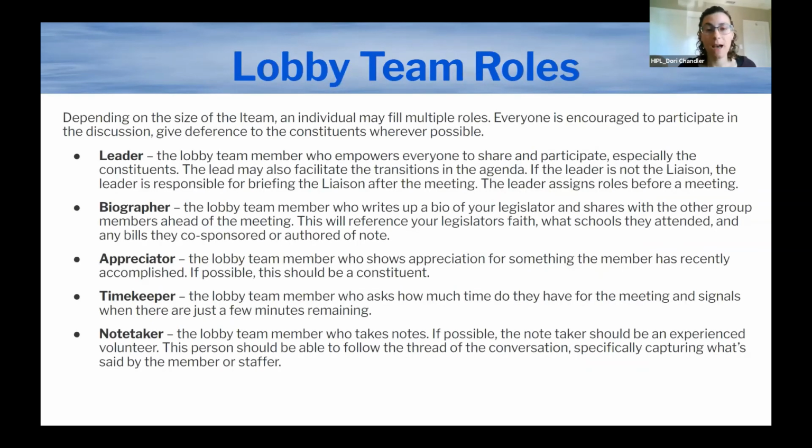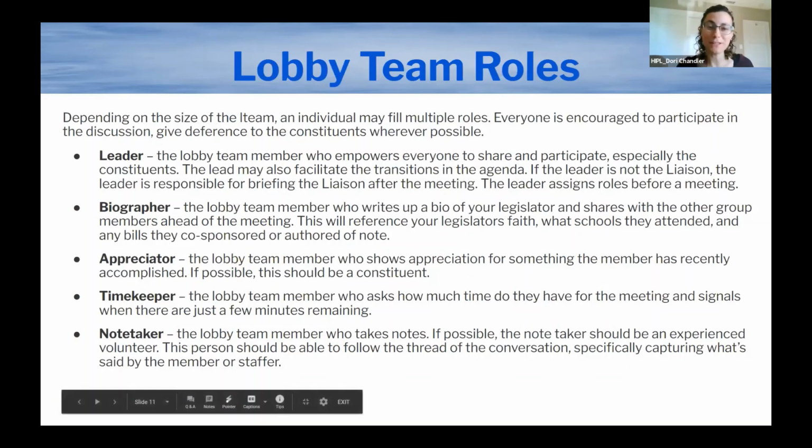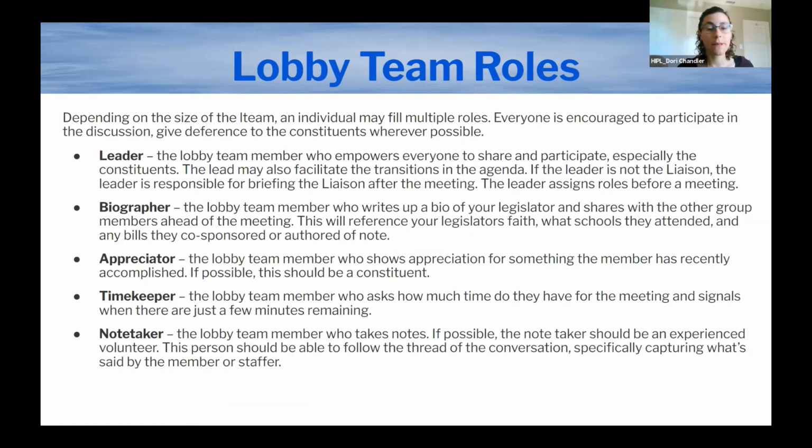Okay, so let's dive in a little bit to our lobby team roles, and then we're going to go ahead and get into our groups and practice this with some real legislators. So pick somebody in your group to be the leader or liaison. This is somebody who empowers everyone to share their ideas and participate, and maybe somebody who's developed a long-term relationship with your legislator.